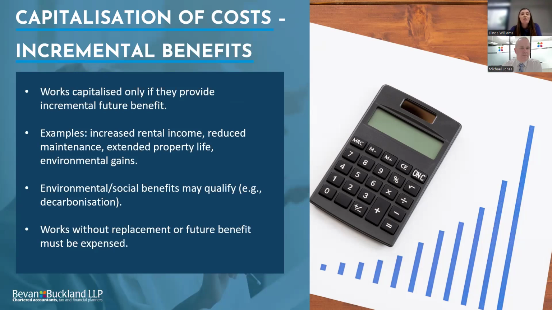However, if the work does not provide replacement, enhancement, or future benefit, for example, routine maintenance or repairs that simply keep the asset in its existing condition, then the expenditure must be expensed to the statement of comprehensive income. This distinction is crucial. Enhancements can be capitalised, routine repair and maintenance cannot.